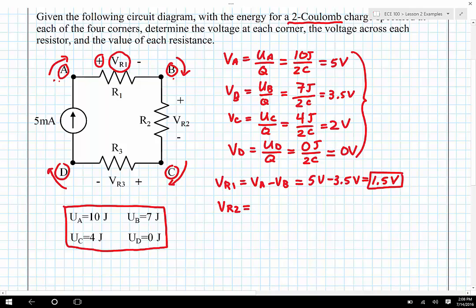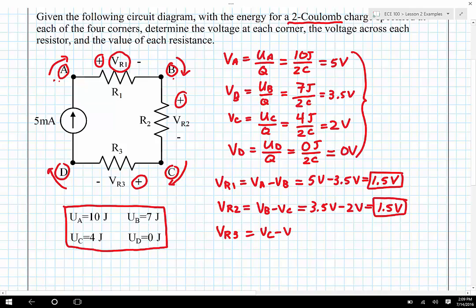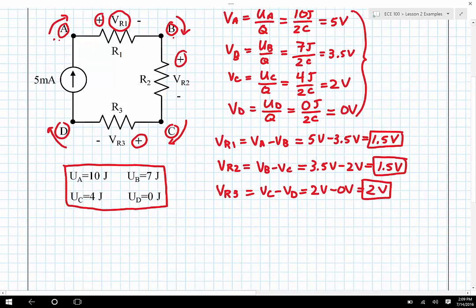V sub R2, you'll notice that that's between nodes B and C, with the positive terminal more toward B. So this is V sub B minus V sub C, which it turns out is going to be 3.5 volts minus 2 volts, which is 1.5 volts. Just a coincidence that those two numbers happen to work out to be exactly the same. V sub R3 is between node D and node C, with the positive terminal more towards C. And so therefore this is V sub C minus V sub D, which is 2 volts minus 0 volts, which is 2 volts.